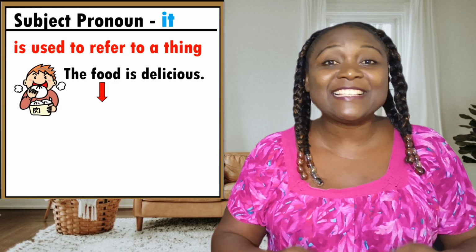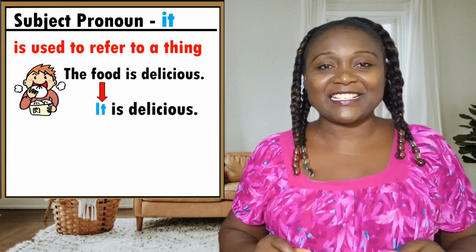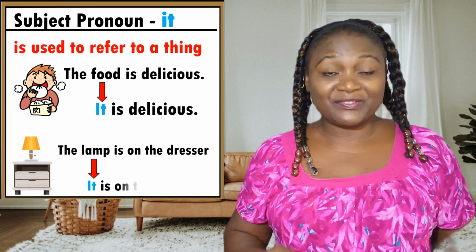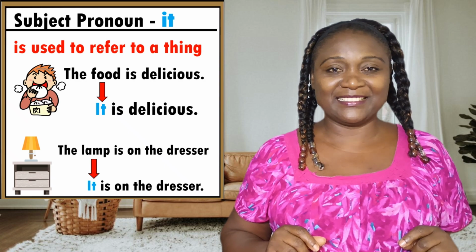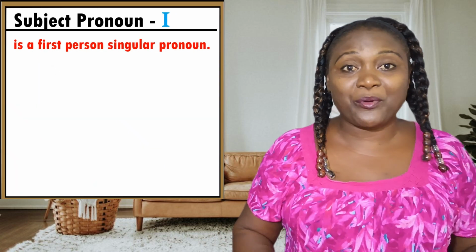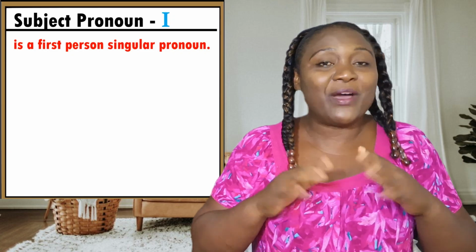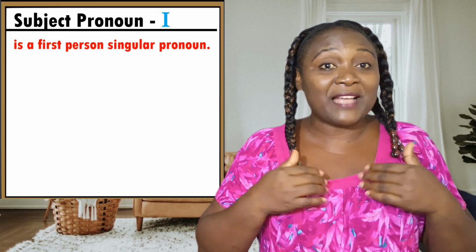The food is delicious. It is delicious. The lamp is on the dresser. It is on the dresser. Let's look at the subject pronoun I. I is used to refer to yourself. Whenever you want to talk about yourself, you use the subject pronoun I.